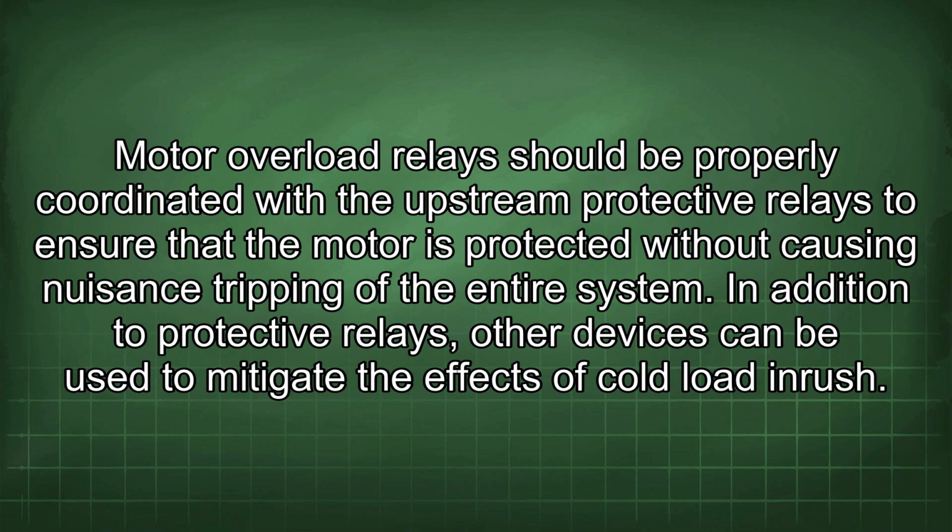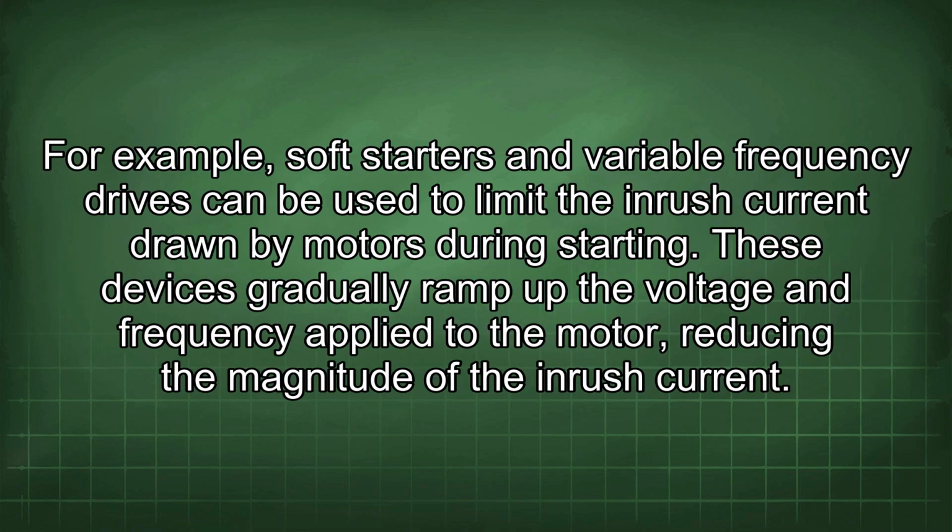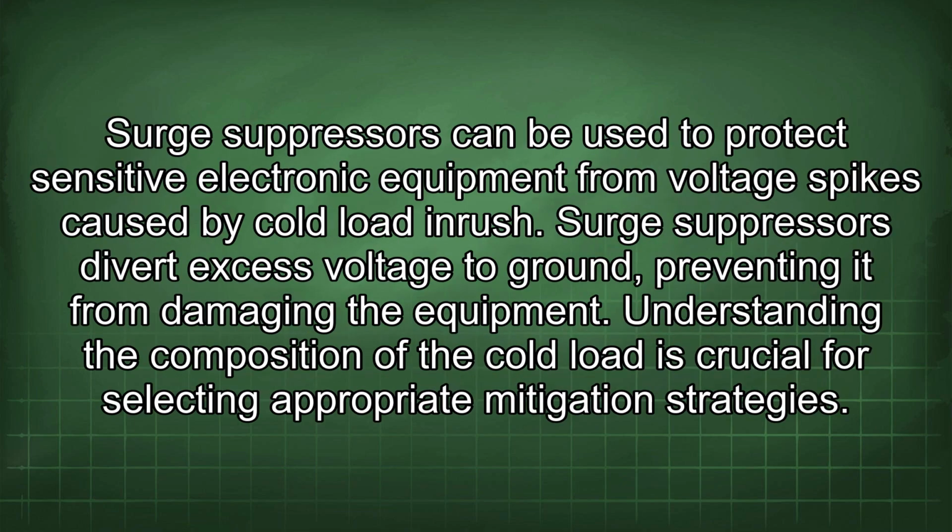In addition to protective relays, other devices can be used to mitigate the effects of cold load inrush. For example, soft starters and variable frequency drives can be used to limit the inrush current drawn by motors during starting. These devices gradually ramp up the voltage and frequency applied to the motor, reducing the magnitude of the inrush current. Surge suppressors can be used to protect sensitive electronic equipment from voltage spikes caused by cold load inrush. Surge suppressors divert excess voltage to ground, preventing it from damaging the equipment.